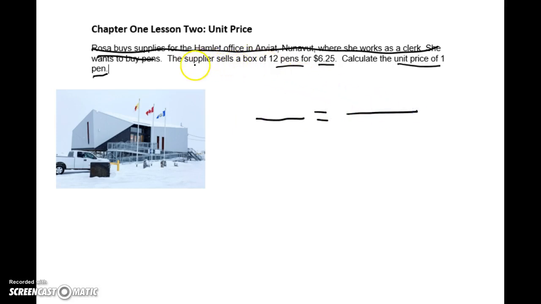In our first sentence here, it says the supplier sells a box of 12 pens for $6.25. If you're trying to figure out which unit goes on the top and which one goes on the bottom, typically when we're talking about unit price, the dollar amount always goes in the numerator, or the top of your fraction, whereas the item goes in the bottom. So we're going to write a dollar sign and then 6.25, and that was for 12 pens. So we'll go 12 pens.